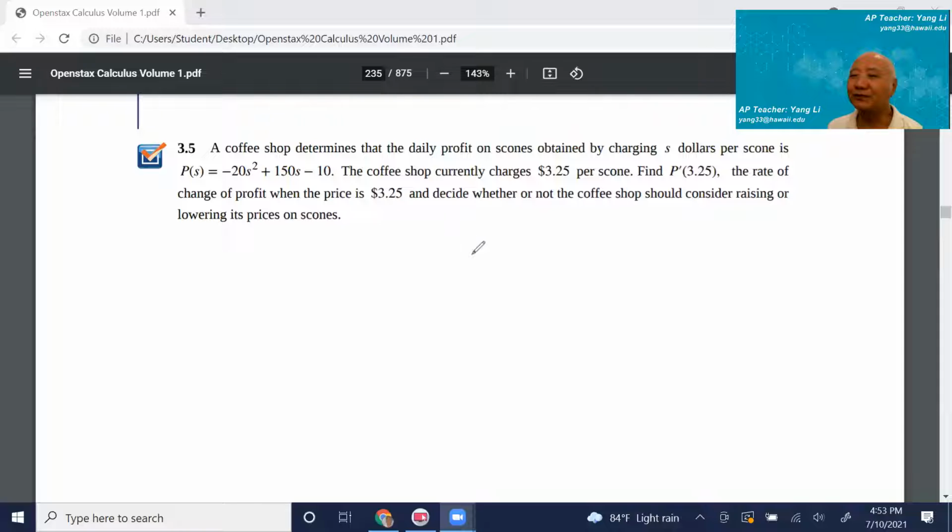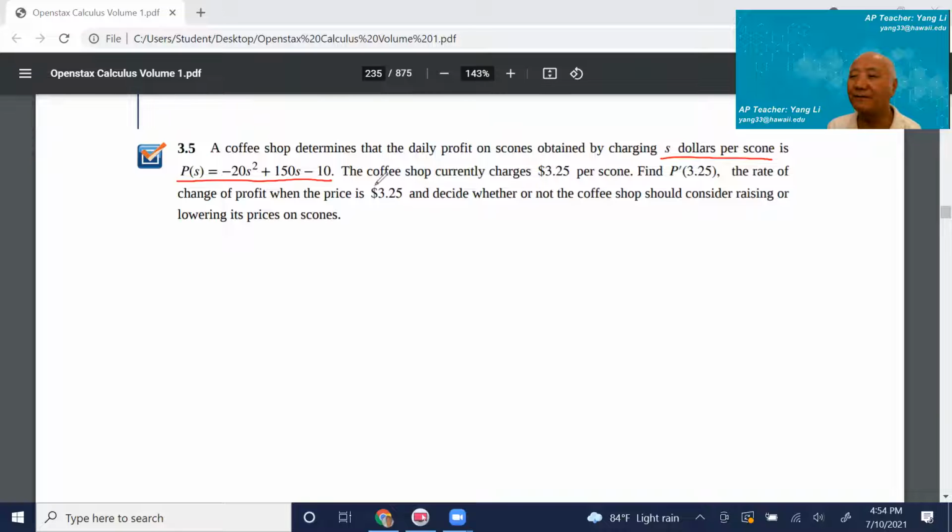Now, first things first, this question actually is easier than the previous one because they give you the profit function directly. In the previous example, they asked you to find the profit function through the revenue minus the cost, right? But this one, they just say they charge S dollars per scone, and then your profit will be this. So S is the price for each scone, right?